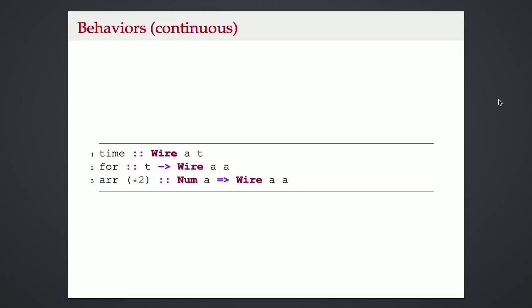We can have wires called for. This function, given a value T, which is an amount of time, will give us an identity wire that reads A's and gives A's, so identity, and it will only produce for T seconds, then it will inhibit. And then we can choose to switch to a different behavior.